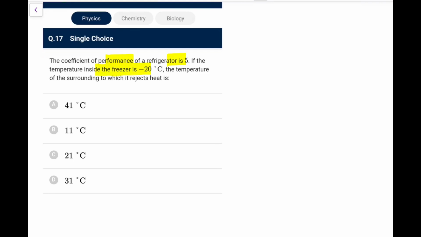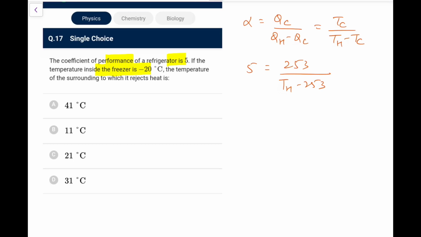Temperature inside the freezer is -20. The temperature of the surrounding, in which it rejects heat, is TH. So simply, what you know, this COP alpha is QC by W, which you write as QH minus QC. So taking the analogy, you can write it as TC upon TH minus TC. TC is 253, I suppose, so 5 = 253 upon TH minus 253.